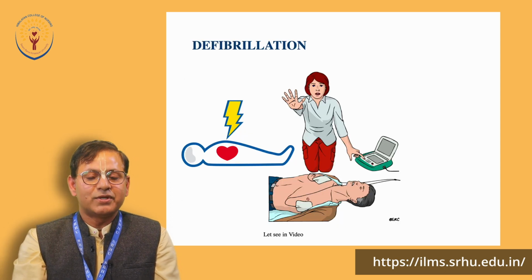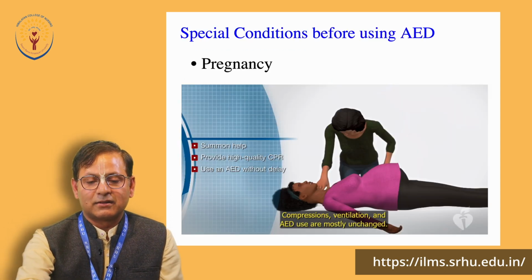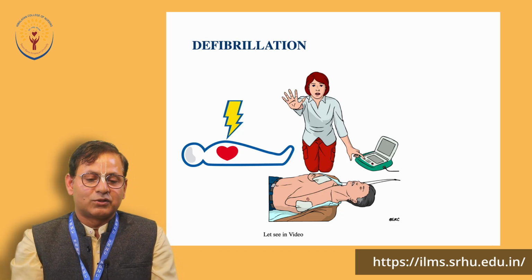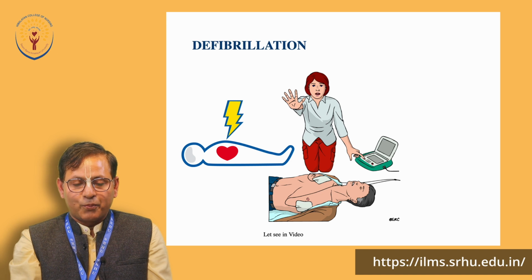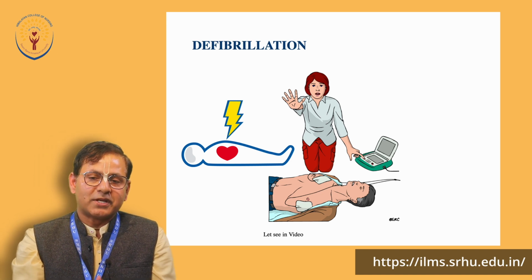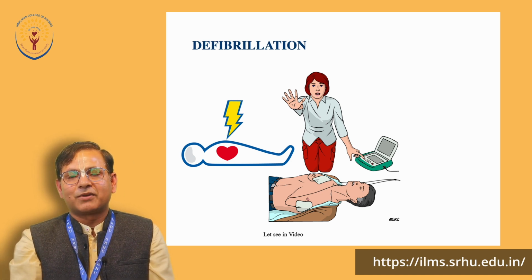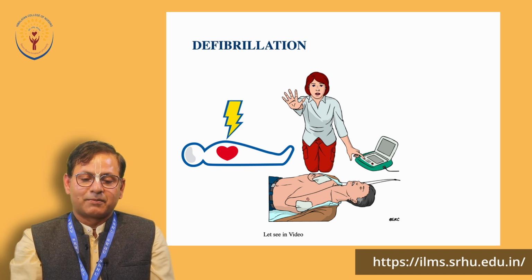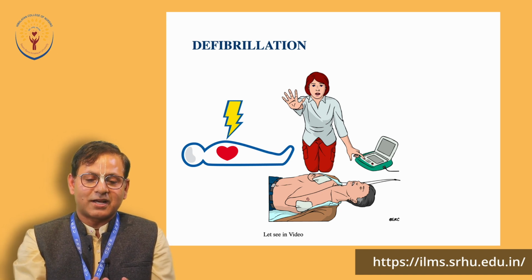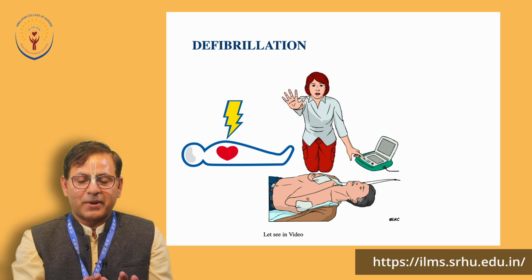So, here we attach the pads to the client, because there are 2 pads. One pad we have to paste on the clavicle side, the right side of the clavicle, and the second we have to put on the anterior axillary line between the 5th and 6th intercostal space on the left side of the chest. The locations are already indicated on both the pads, as we will show you in the video how the AED functions.